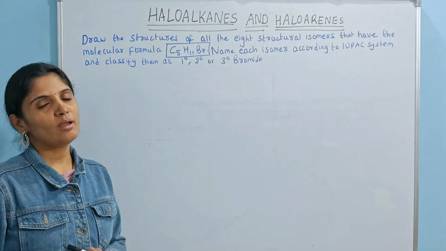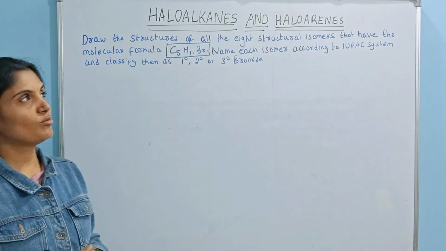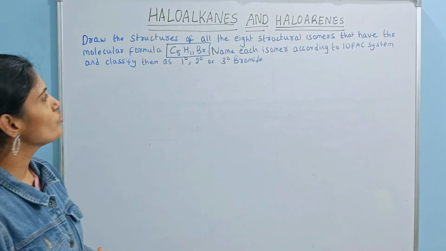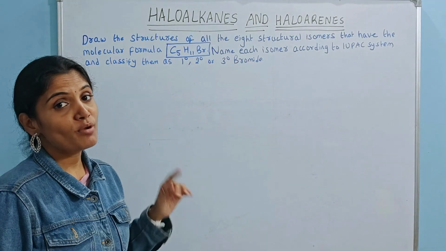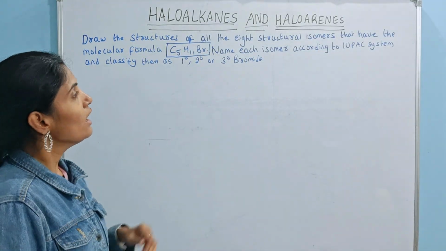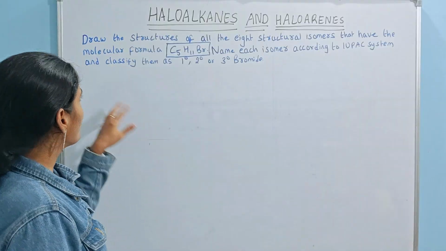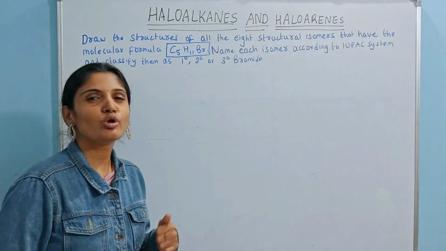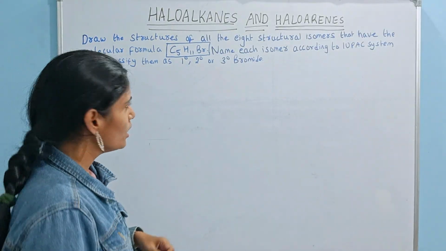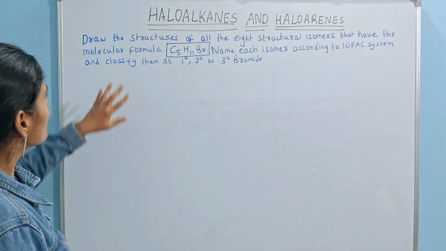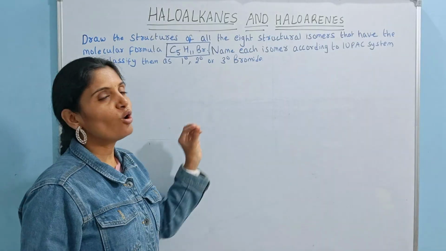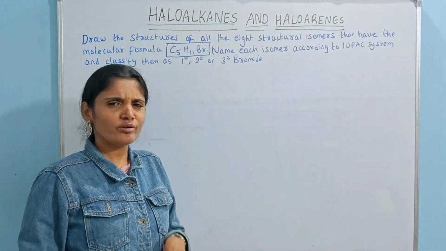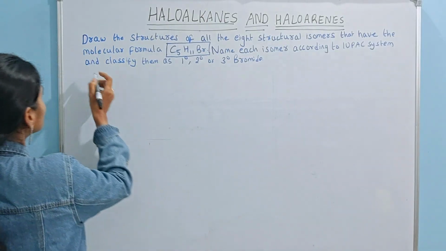Let us see this very important question for isomerism of haloalkanes. Draw the structures of all the 8 structural isomers that have the molecular formula C5H11Br. Name each isomer according to the IUPAC system and classify them into primary, secondary or tertiary bromide. Let us do this question now. Okay, my compound is C5H11Br. He already told us to write 8 isomers, so that makes our job easier.